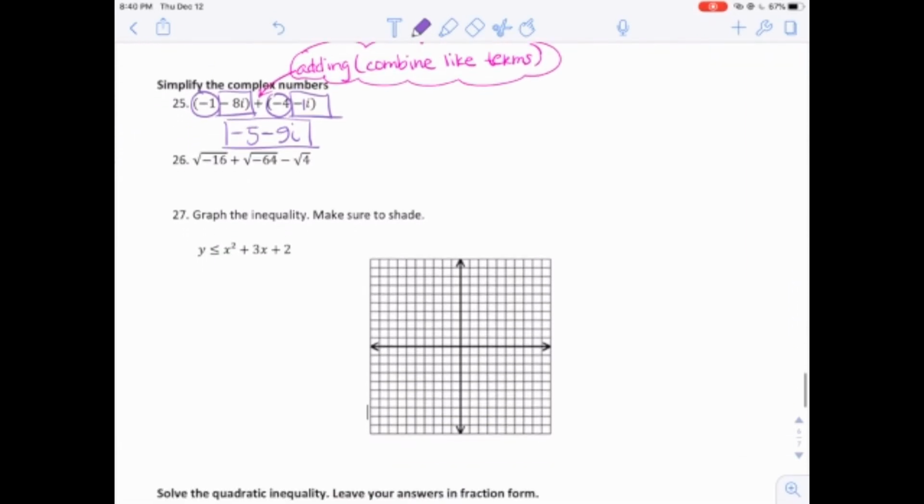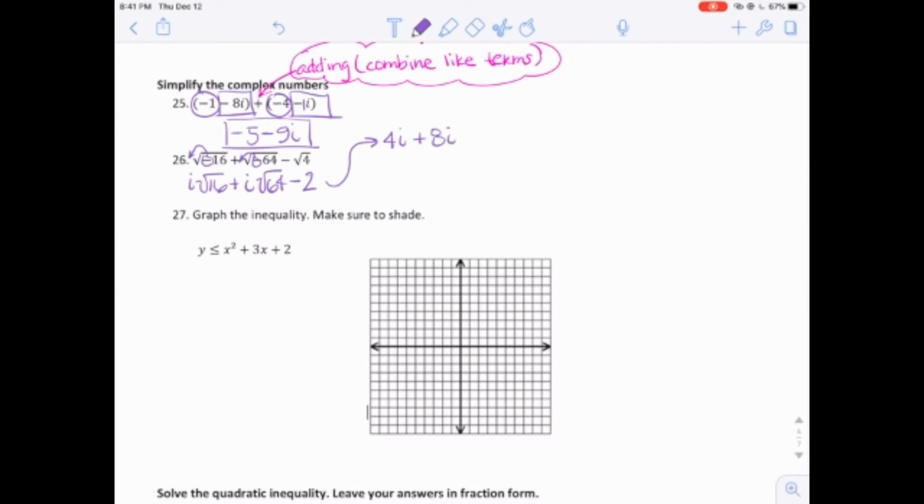All right, this next one, we're going to need to simplify some square roots and then combine like terms. So the first thing I notice is that a couple of these have a negative sign under the square root. Remember, we pop out an i. So we could rewrite this as i square root of 16 plus i square root of 64 minus. Notice that I didn't pop an i out on this one. That negative sign or that minus is on the outside. So it's just a plain old minus sign. What's the square root of 4? 2. All right, so now let's do these square roots. The square root of 16 is 4, and the square root of 64 is 8.